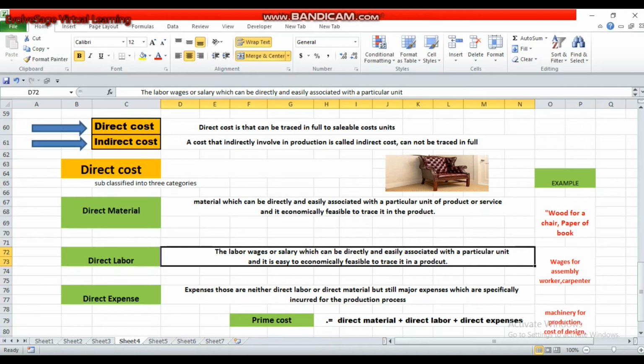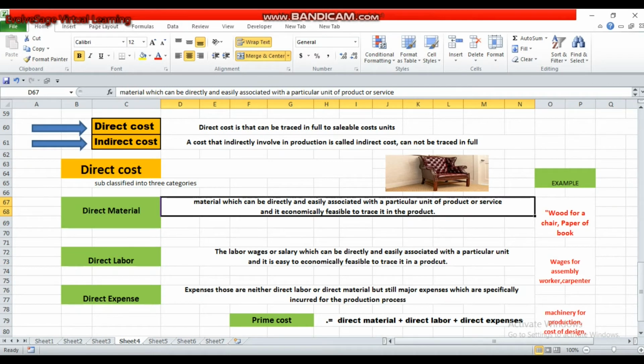Direct material refers to those materials which become an integral part of the final product, and are easily traceable to a specific product. So direct material will be that material which is quantifiable and measurable to a single product. Okay, so it is consistently consumed in the same quantity in a single product line.